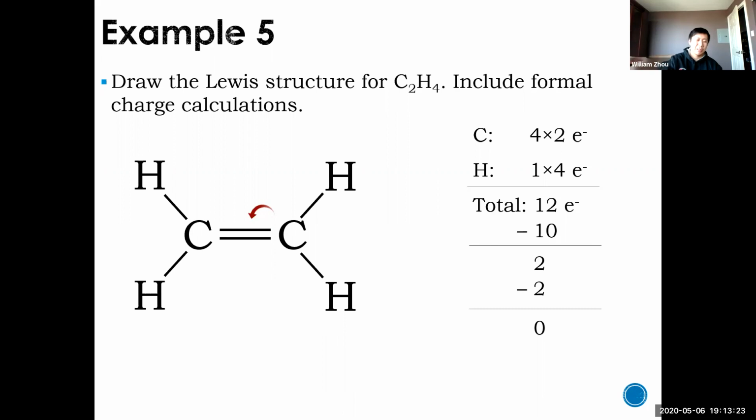Of course, you can skip the step. You don't have to put the 2 electrons on one of the carbons. I'm doing that because I'm following every single rule. It's obvious that they have a double bond, but if it's not obvious, that's what you do. You put it, and then you decide, hey, I need a double bond.